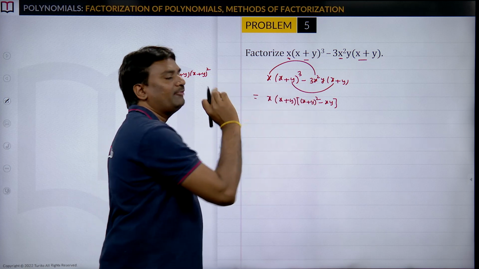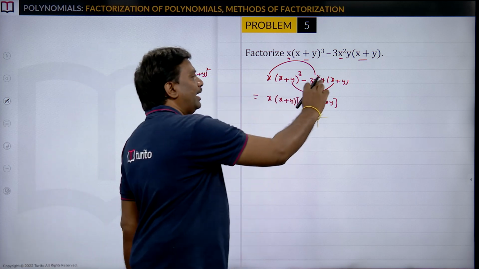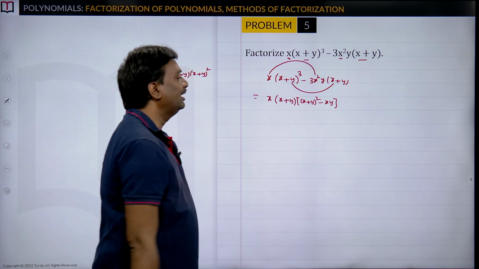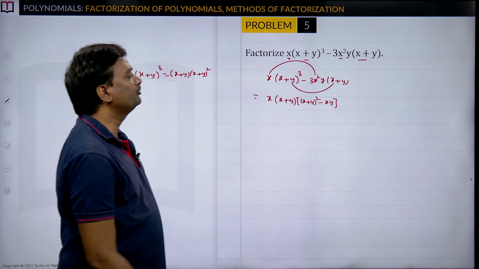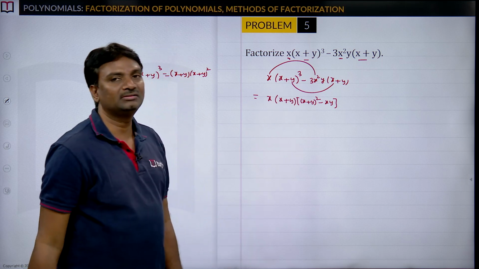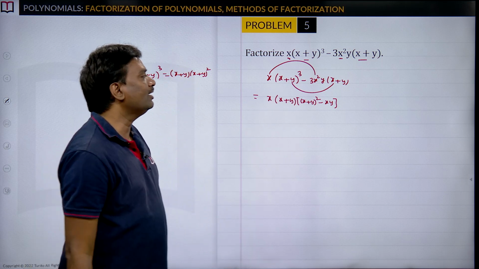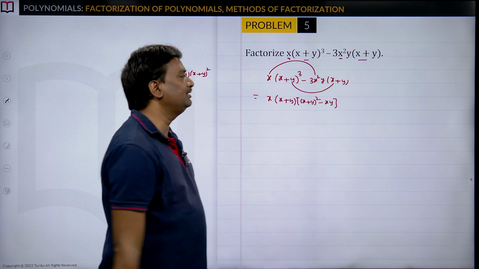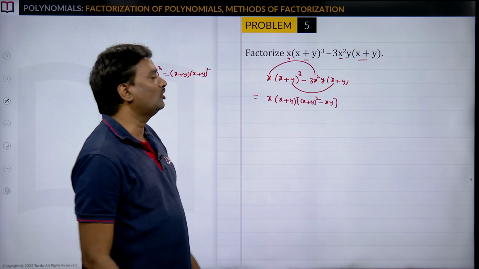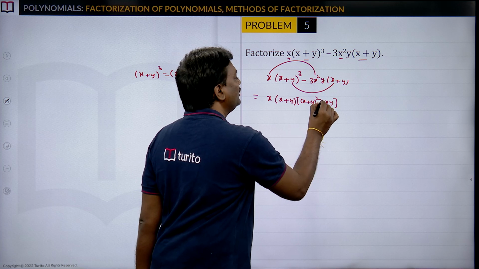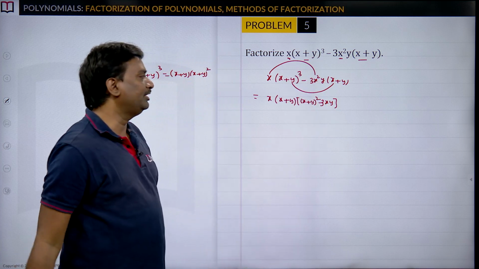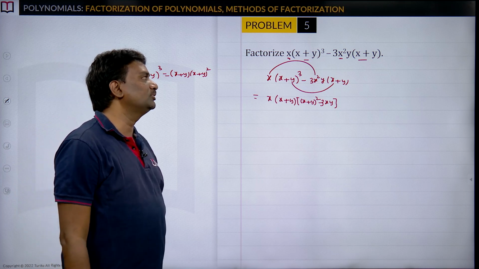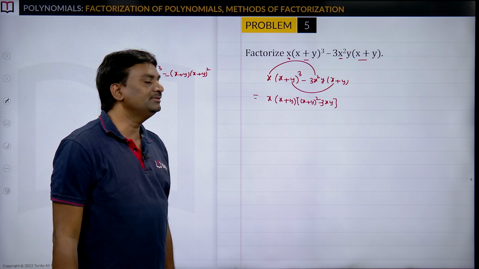Similarly, from x square we have taken x as common, and we also taken x plus y as common. The remaining part is x of x plus y whole square. Here 3 is also there. That is not a common factor. Since we have taken x as common, the remaining part is x, and we have taken x plus y as common. But 3 is not a common factor. So, we can write minus 3xy. So, x of x plus y into x plus y whole square minus 3xy.